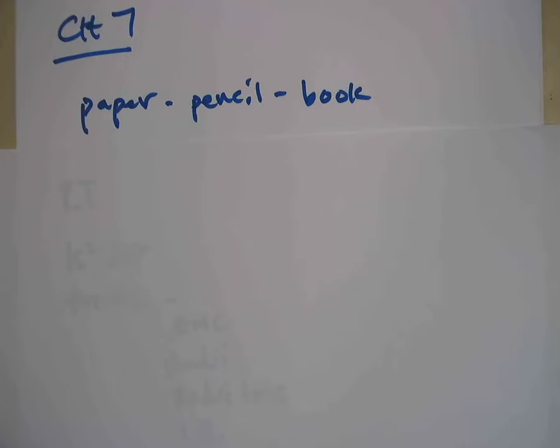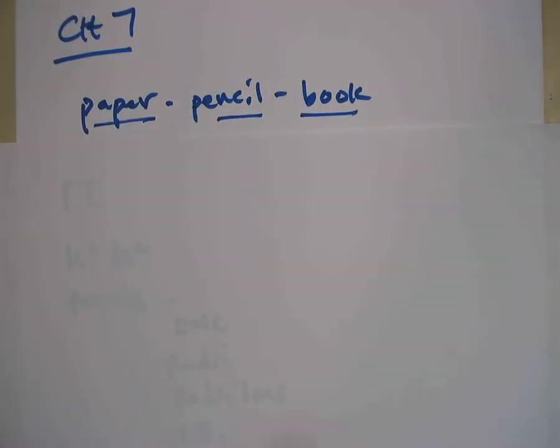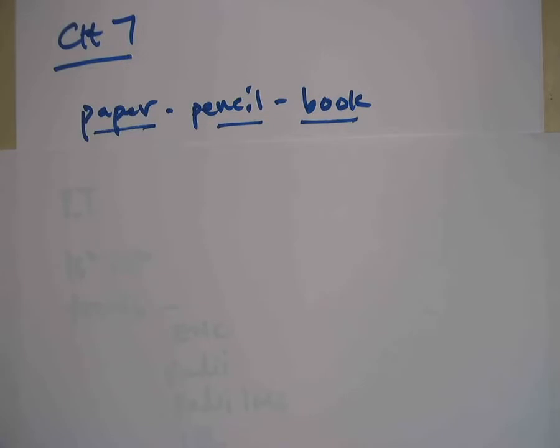All right, welcome to the review of Chapter 7. Make sure you have a paper, pencil, and a book in front of you before you start. Pause the video now to make sure you've got those things in front of you. Paper, pencil, book. Chapter 7 is a review of the periodic table.